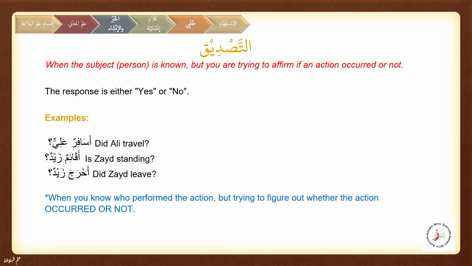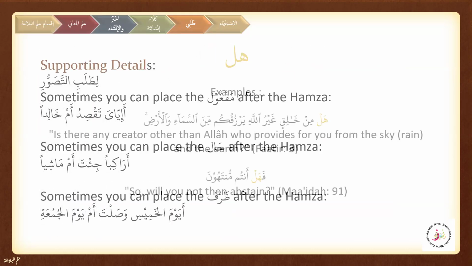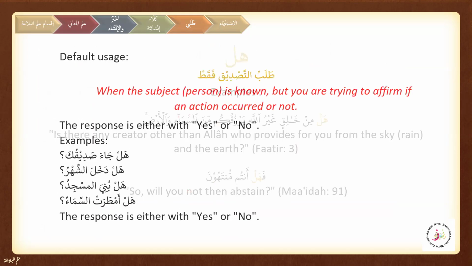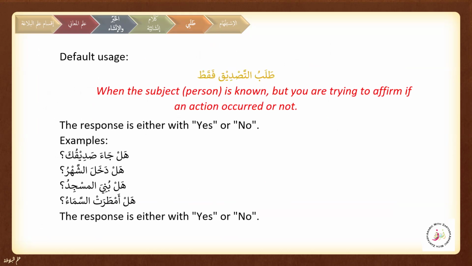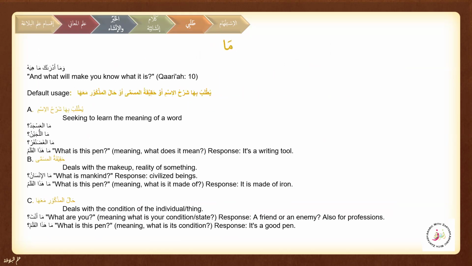So we learned about the two intents for Hamza, that is at-tasawwur and at-tasdeeq, and how they are used in the text. We did the examples, then we did hal, and we know that the only intent hal has is tasdeeq, and that is about confirming whether the action has occurred or not. Now let's continue with ma.